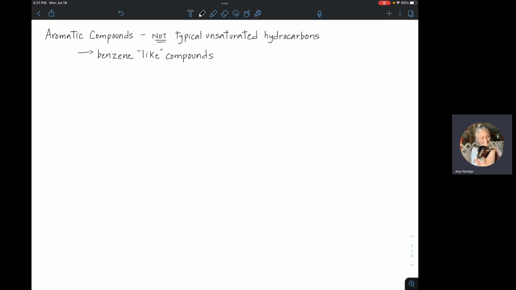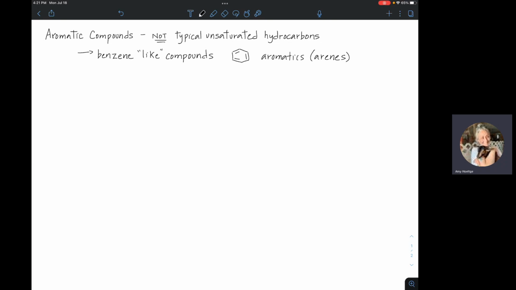And with benzene, I'm going to just draw the line bond structure. We have a six-membered ring, and each of the carbons is sp2 hybridized. So with these particular compounds, we typically refer to them as either aromatics or sometimes you might see it referred to as an arene.